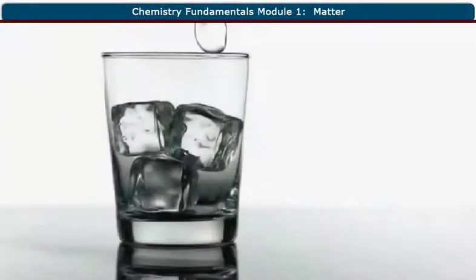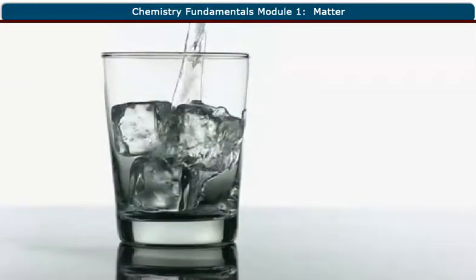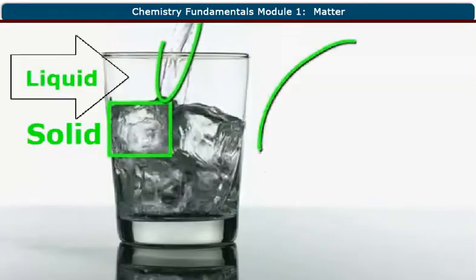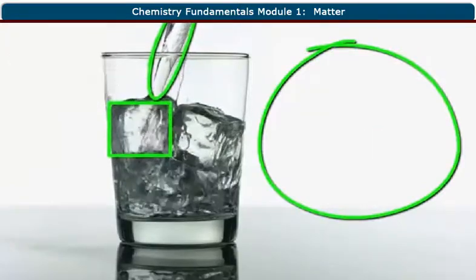In this glass, we have some cubes of ice, which as we all know is water in its solid form. We add to the glass water in its liquid form. Outside the glass is water vapor, or water in its gaseous form.